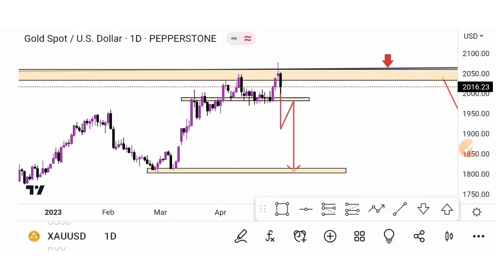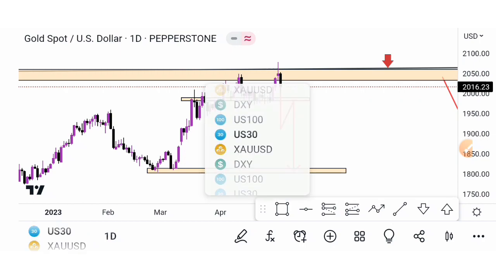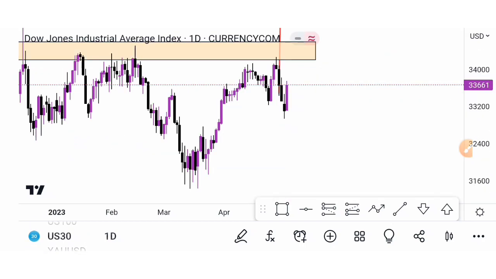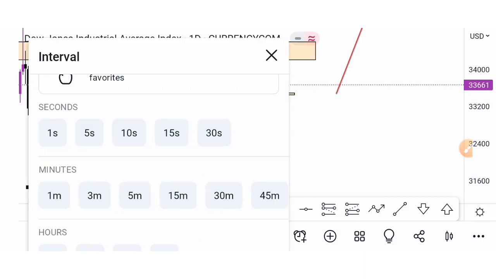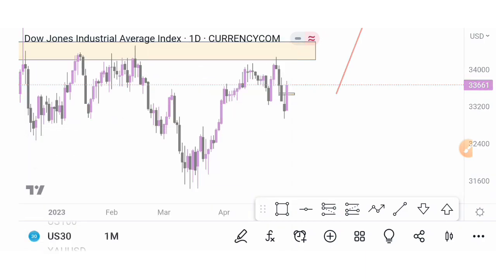I'm bearish on gold. Remember, the dollar is bullish, meaning gold is bearish. They have a negative correlation. Now going to US30, which is the third pair of this video. On this video let's go to the monthly time frame again.